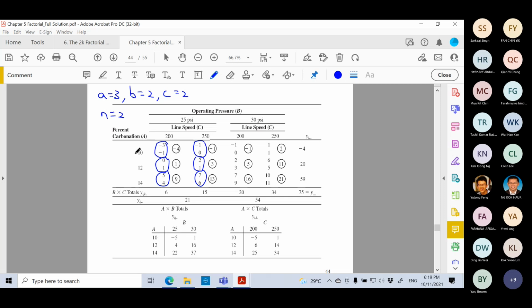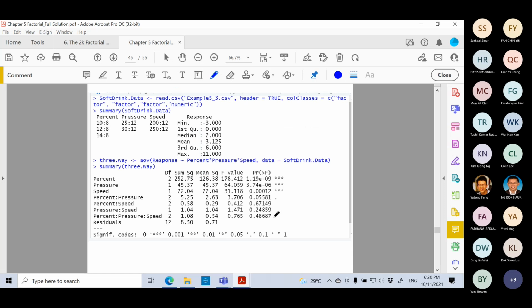So how to get it? Under the level A and the pressure 25, you total out this part, you get -4 plus -1 is -5. So this one is the AB total. This one is AC, the total under the AC. Okay, so based on here, I used R code to run it out.